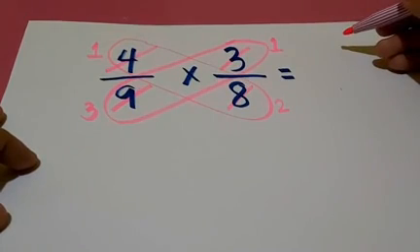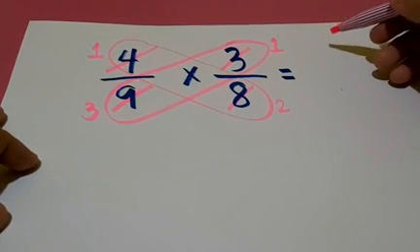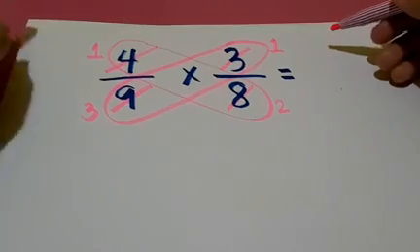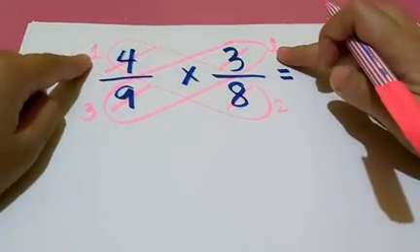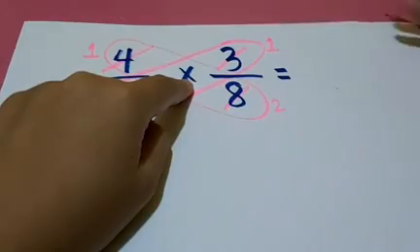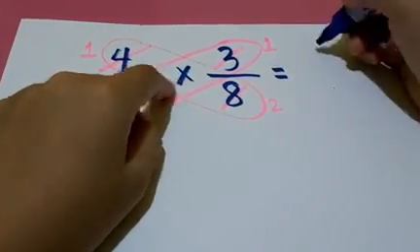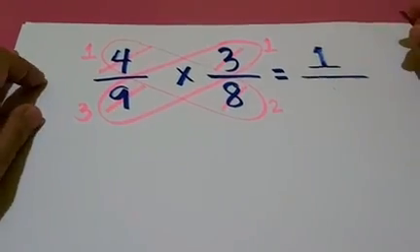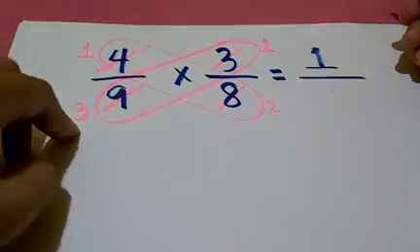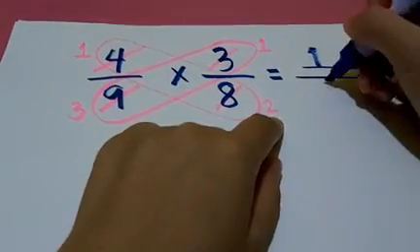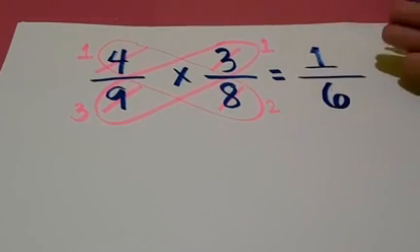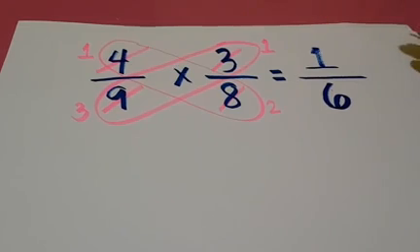The next step that you are going to do is to multiply the numerators and the denominators. So, now we have 1 times 1 is equals to 1. And then, multiply the denominators. 3 times 2 is 6. And that's it. We can now have the lowest term of the answer.